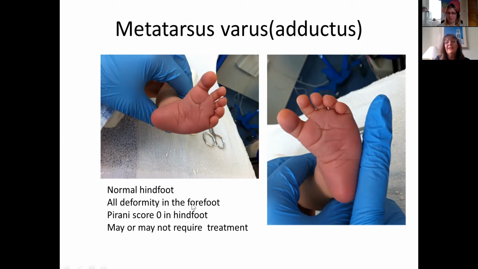All the deformity is in the front part of the foot, and mainly these are where these bones in this middle part of the foot here are called the metatarsals, and this is where they just veer off to the inside a little bit. So if your professional is using their Pirani scoring again, the score in the back part of the foot is going to be 0. Right? Now, this may or may not require treatment. There's no real consensus about how to treat Metatarsus Adductus. Some people treat it, some people don't treat it.